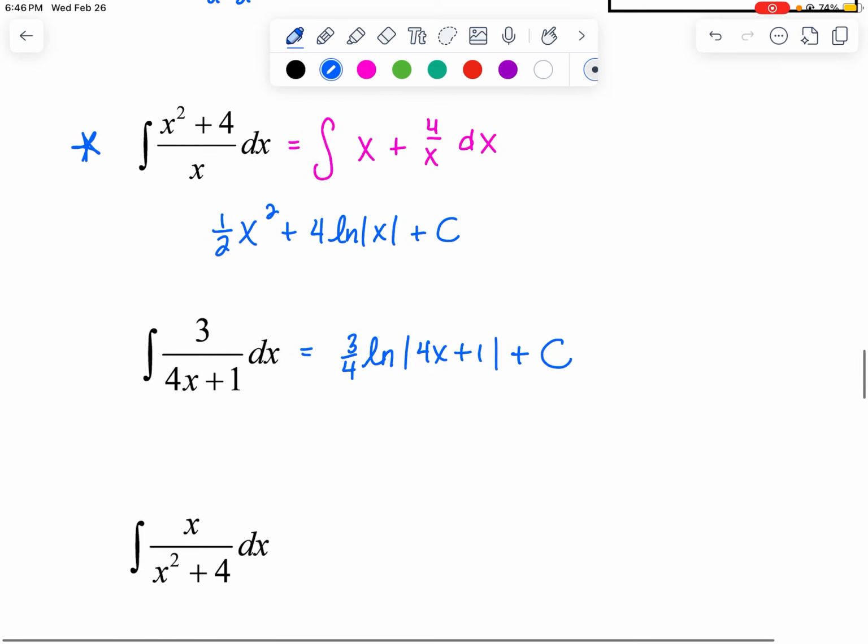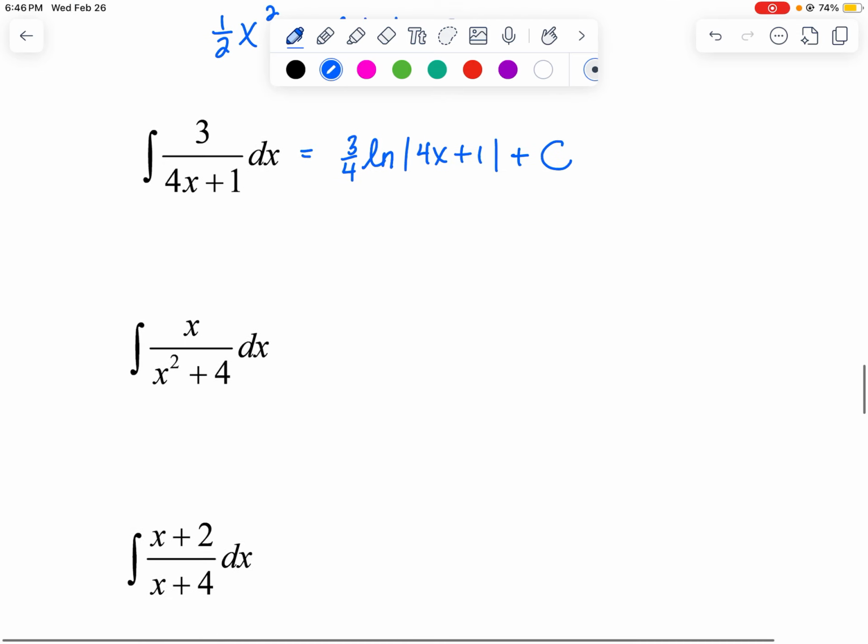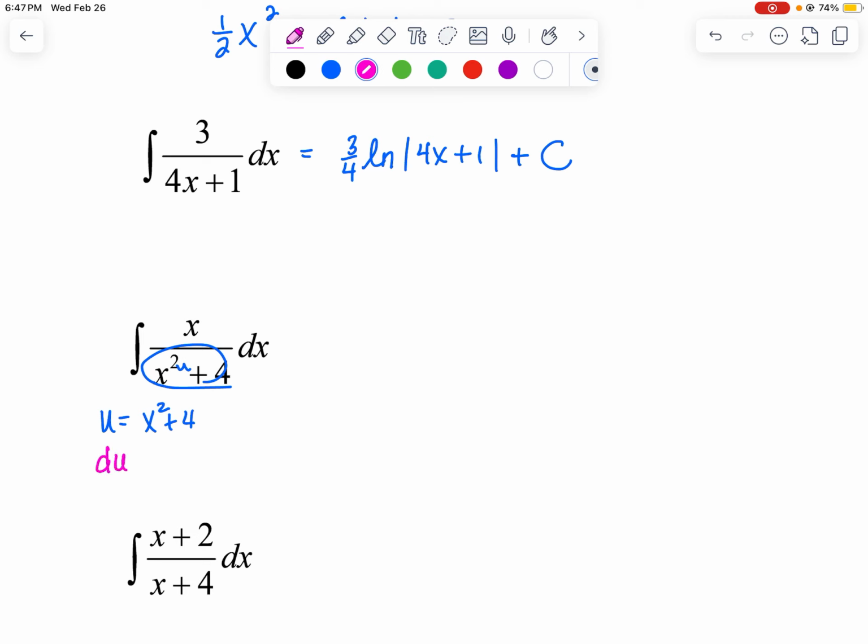Synthetic division can only be used if it's bigger on top or the same, which it's not. And so then we have to use U substitution here. And so we're going to let U equal the bottom, which is x squared plus 4. So du, the derivative of that, is 2x dx. We look back up at our problem and we only want x dx, so we're going to divide by 2. So 1/2 du is x dx.